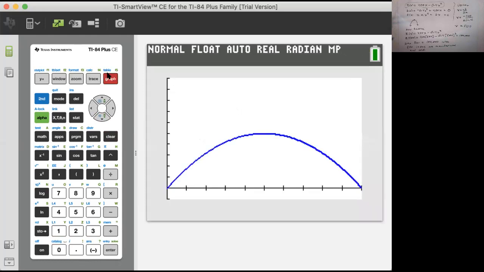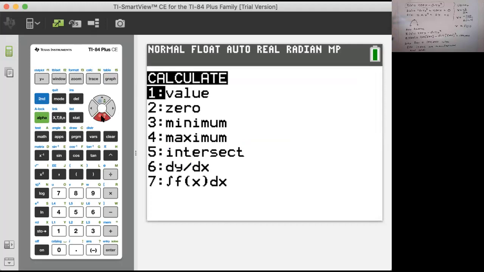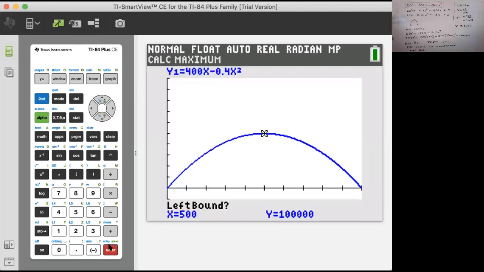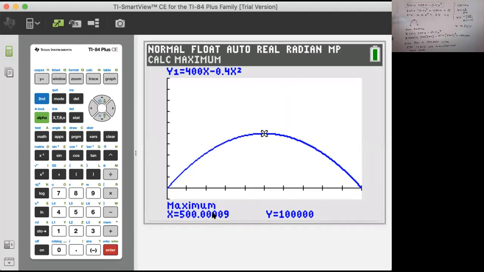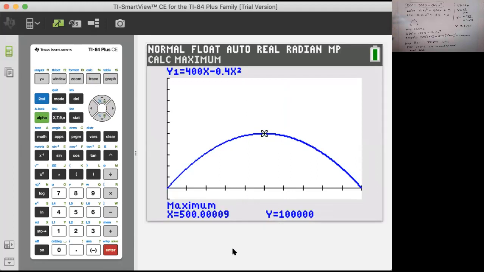And there we go. And I want to find the maximum. I expect the maximum to be 100,000 when x is 500. Second calc, maximum is number 4. So move the cursor a little bit to the left of the maximum. Enter. Move it a little bit to the right of the maximum. Enter. Move it on or close. And sure enough, the maximum is 100,000 when x is essentially 500. Don't worry about that 0.0009. That is a round off error of sorts on the calculator.